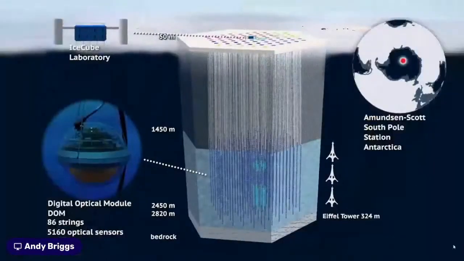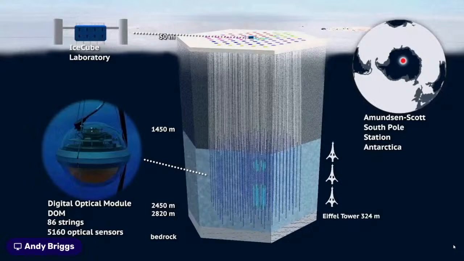So if you look at the top left of this graphic, there's the laboratory sitting on the surface of the ice. And underneath the ice, they have dropped 86 strings, if you like, cables, with a total of 5,160 optical sensors. What on earth is this all about? And they go down a long way as well. You can see on the right the height compared to the Eiffel Tower.